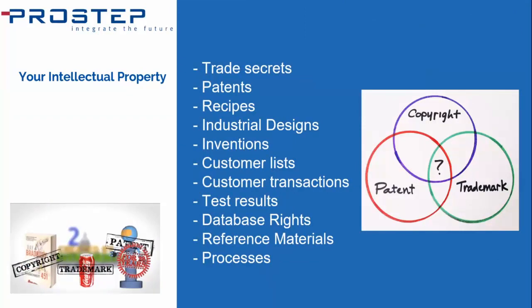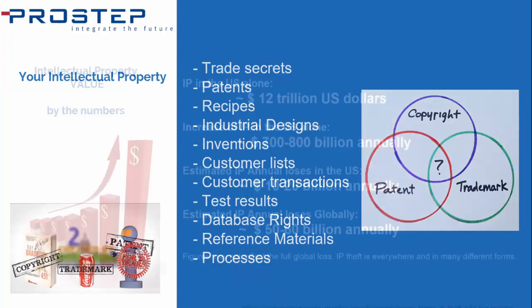So first of all, let's talk about what is intellectual property. Could be a multitude of things, maybe trade secrets, patents, recipes, customer lists, reference materials, some of your intellectual processes that are unique to your business. All of these can be considered intellectual property and need to be protected for the company you're working for.